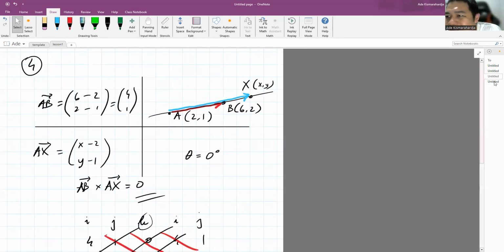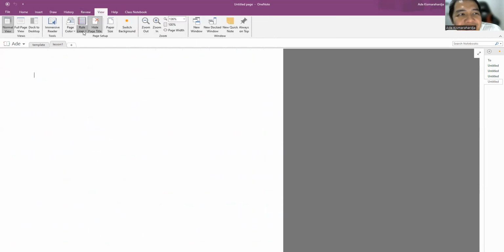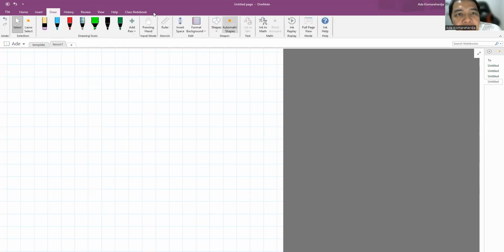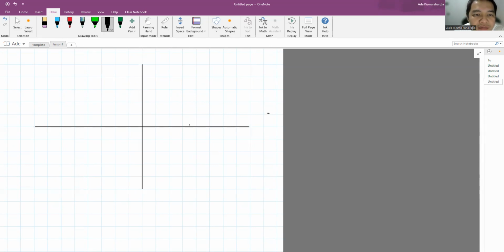Now let me show you the last one. This is the last method to get the equation of a straight line. How do we do this? That's essentially quite similar to before. So we have A, and then B, and then you can create vector AB.